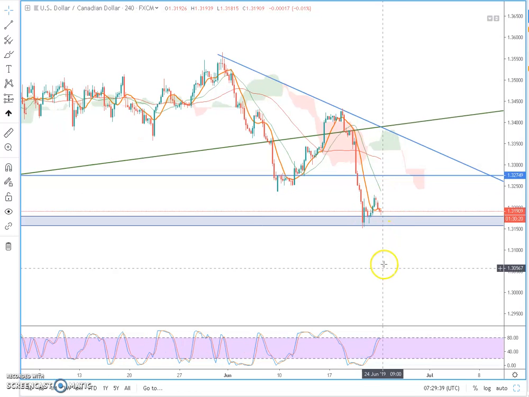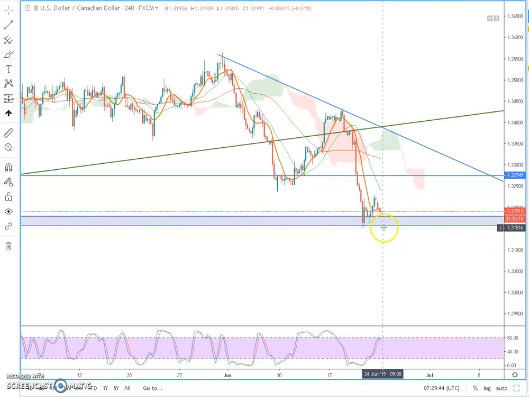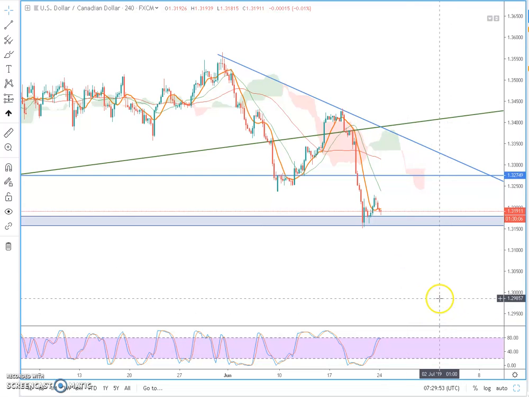Otherwise, if the 4-hour candle manages to close below 1.3150, these previous lows, then we will be looking to short it towards 1.2950. That would be our target.